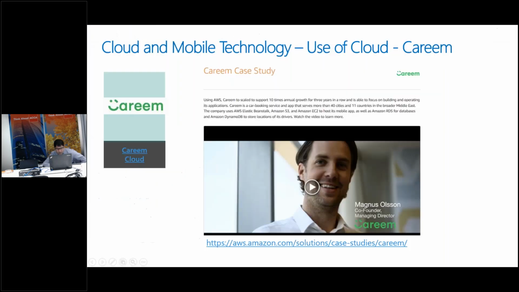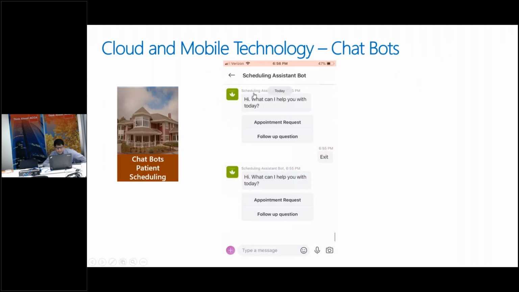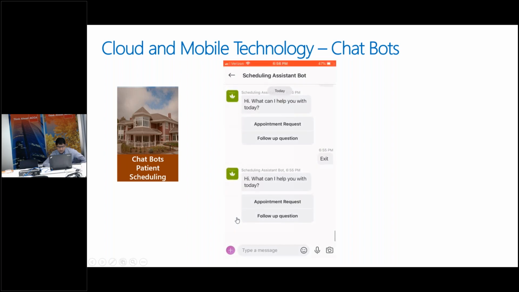Okay. So we touched base on Careem Cloud. Okay, and then just to show you, organizations are using chatbots. They've actually provided apps to their, for example, a hospital can provide apps to their patients. Okay, and then through the apps, rather than calling the hospitals and talking about different specialties and asking about doctors, they can actually use the chatbot and take the appointments and then set the appointments.